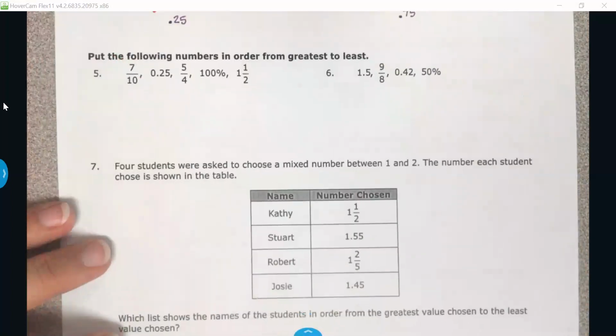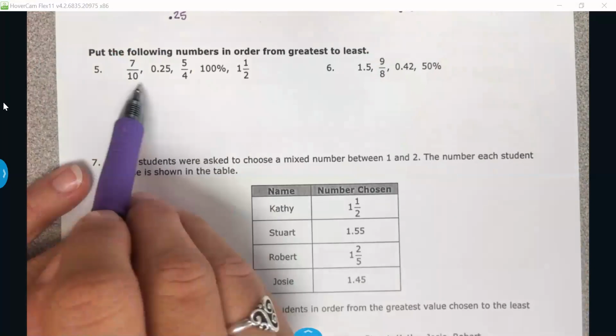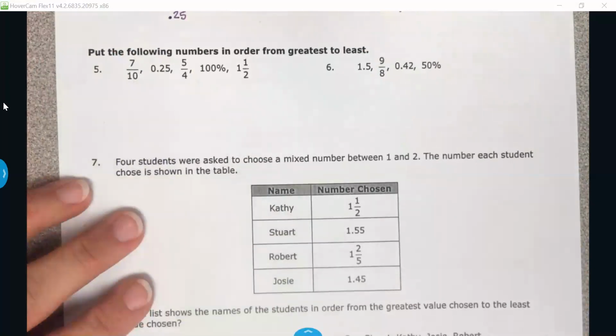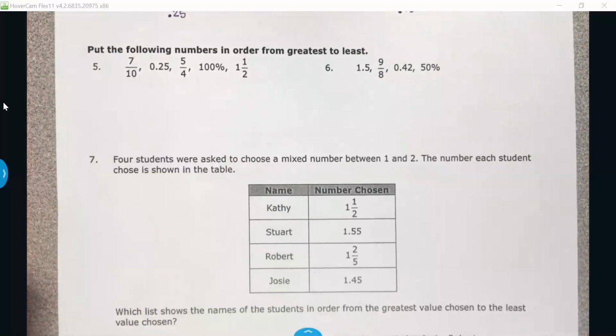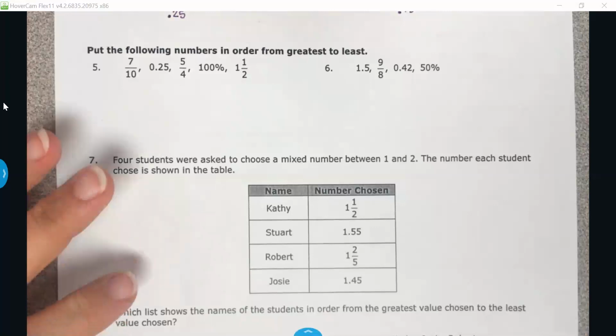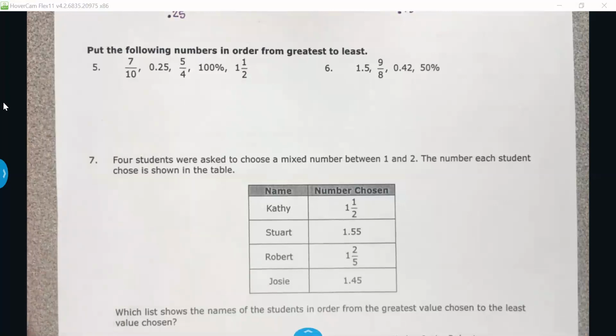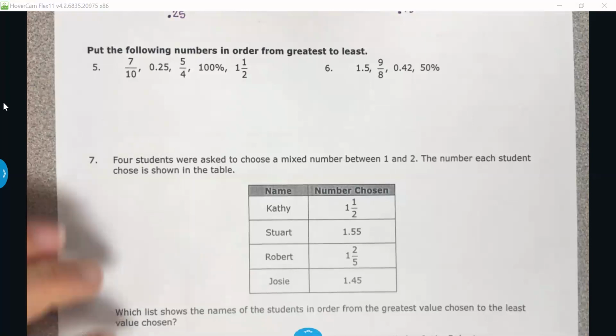Number 5. Now, if you notice in this one, they're all different. I have fractions, I have decimals, and I have percents. You must change it to look the same way for every single one of them. You have to convert all of them. I find it personally easier to change everything to a decimal because it's pretty easy to compare decimals.